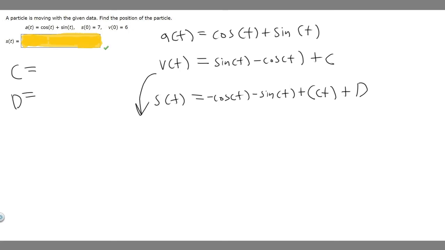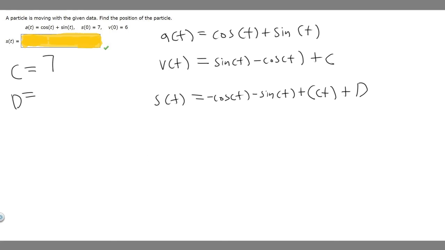So for the velocity function, we set 6 equal to the sine of 0, which is 0, and then minus the cosine of 0. The cosine of 0 is going to be 1, so minus 1 plus c. If we add 1 to both sides, we'll get that 7 is equal to c. So we know that c equals 7.